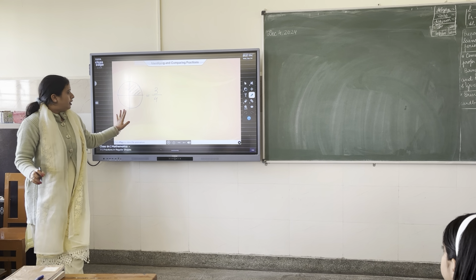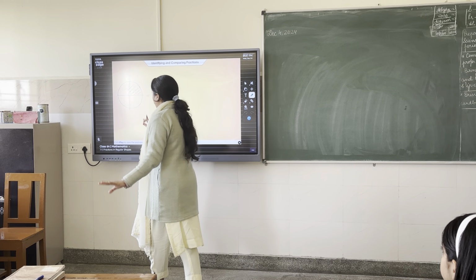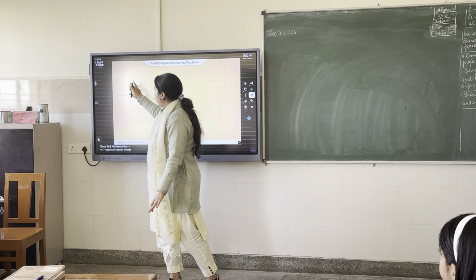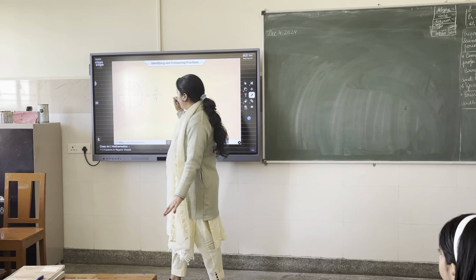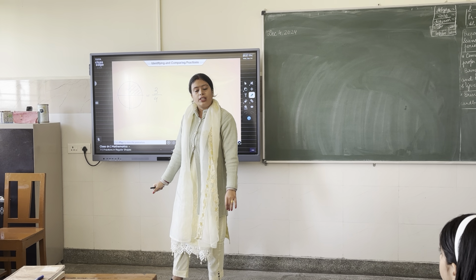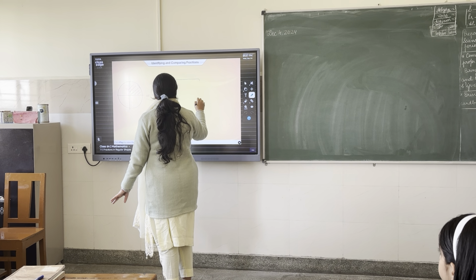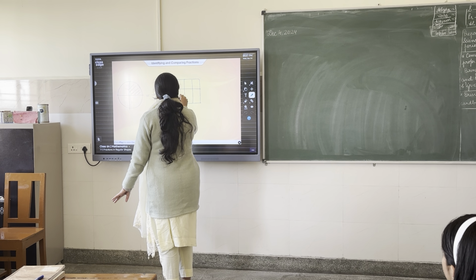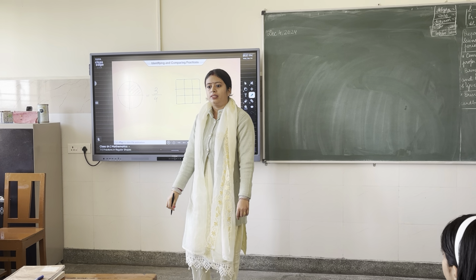So in a fraction, you write the total number of parts in the denominator and the parts you require in the numerator. Correct? And this is your fraction. Now suppose I have a square and I have 9 parts out of it. So the total equal parts are 9.